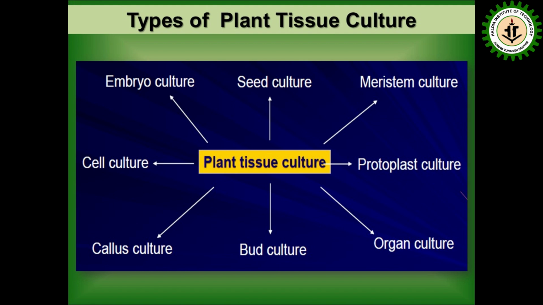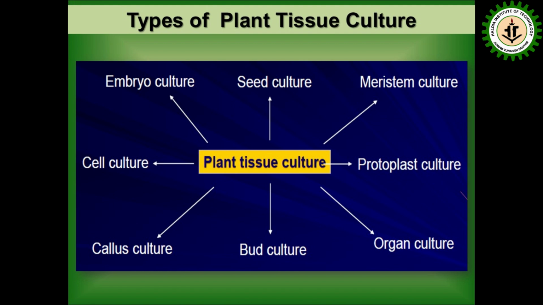Organ culture involves the cultivation of intact plant organs such as shoots, roots, leaves, or flowers under controlled conditions. Protoplast culture is widely used in genetic engineering, somatic hybridization, and development of hybrid plants with superior traits. It also plays an important role in the study of cell biology and plant development at the cellular level. Somatic embryogenesis is a process in which somatic cells are induced to form embryos.